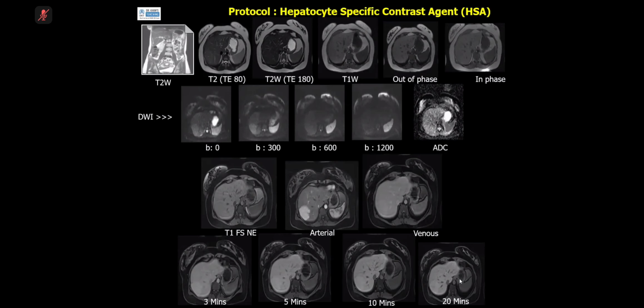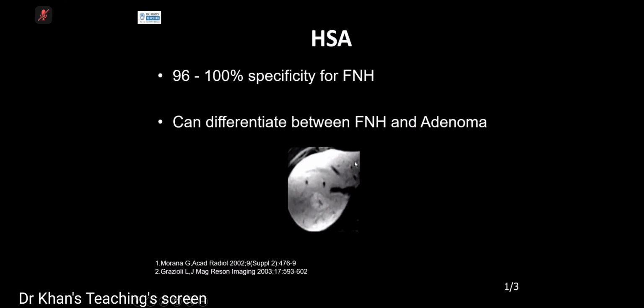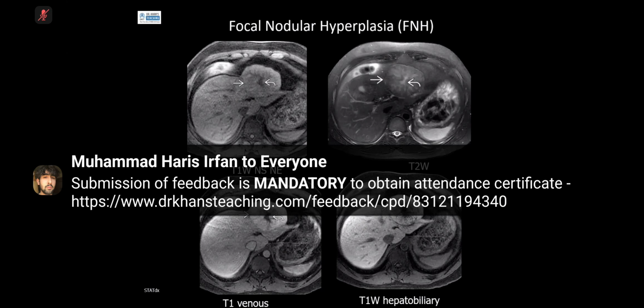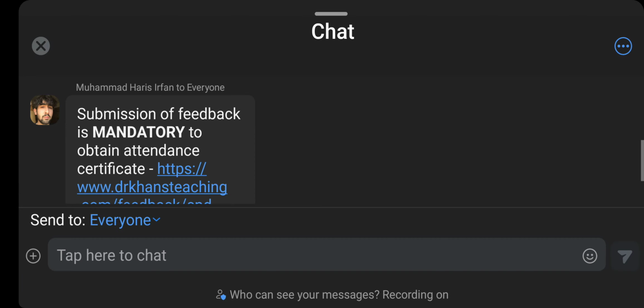When we are using hepatocyte specific contrast, the key point for you to remember is we have to do a 20-minute delay. In 20 minutes, it excretes through the hepatocytes. And this is also an example of FNH. This is a very, very good imaging tool, 96 to 100% specificity for FNH, and it can differentiate FNH and adenoma. So this is one example where in your FRCR exam the examiners can ask you, but they can ask you in other scenarios also.